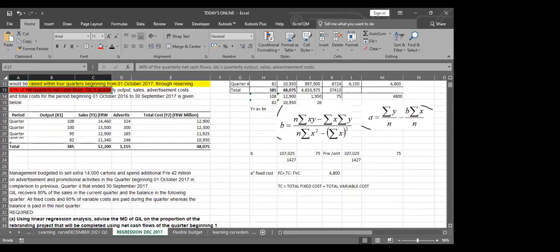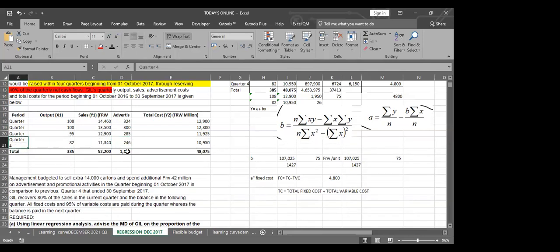Management budgeted to sell 14,000 cartons and spend an additional 42 on advertising and promotion in Q1 beginning the next year. So they want to sell 14,000 cartons and spend more on advertising, additional to what they have been spending. So they say 42 on advertisement and promotion in Q1. So Q1 will begin with an additional 42, I'm presuming additional meaning from the last quarter, which is Q4 in the previous year.